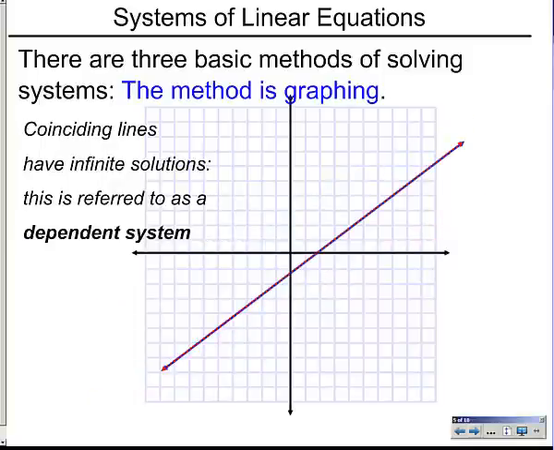The last one is coinciding lines. You might be able to tell here there's a blue line in the background and there's a dotted red line on top of it. That's because these two lines are exactly the same. What that means is every solution in one equation is also a solution in the other equation. So they have an infinite number of solutions. Another name for coinciding lines or infinite solutions is a dependent system.